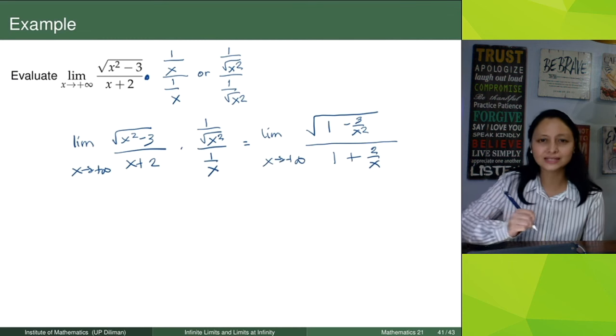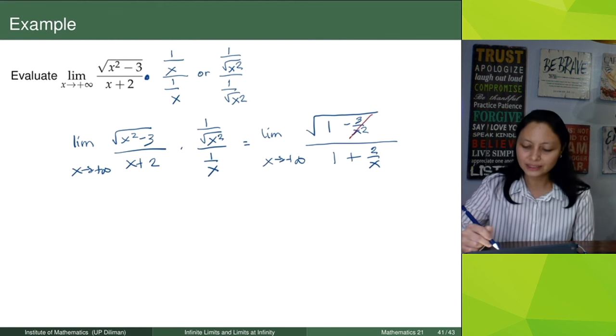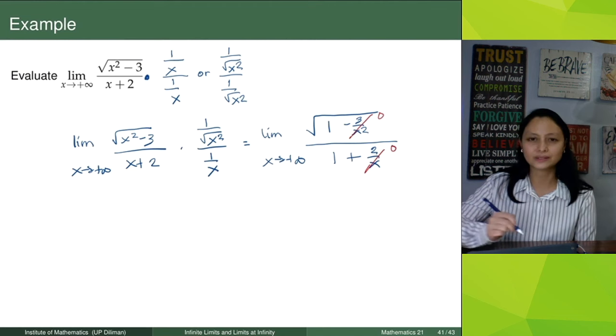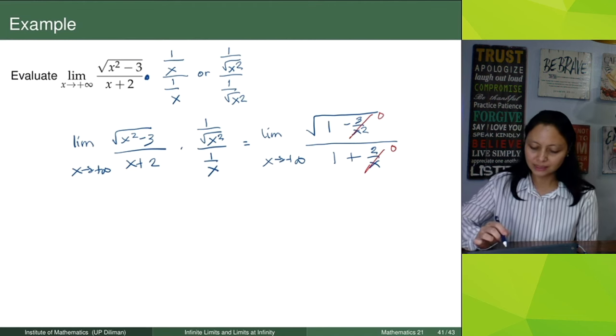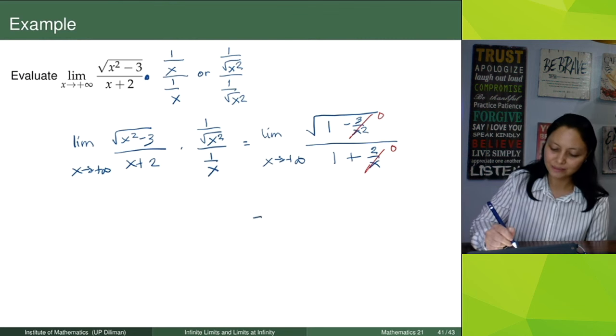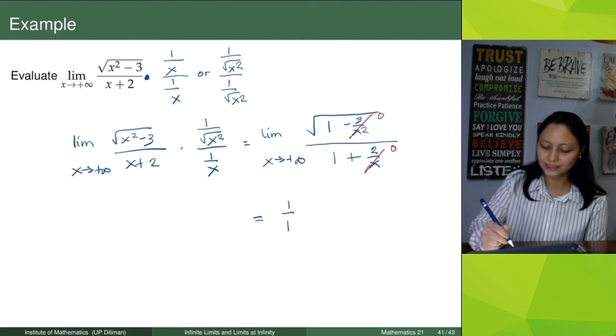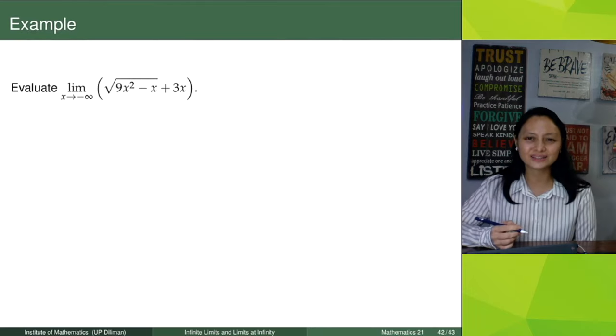So, get the limit as x approaches positive infinity. Again, the terms with x in the denominator have limit equal to 0. So what remains is the square root of 1, which is 1, divided by 1, 1 over 1, and this is equal to 1. Let's look at another example.